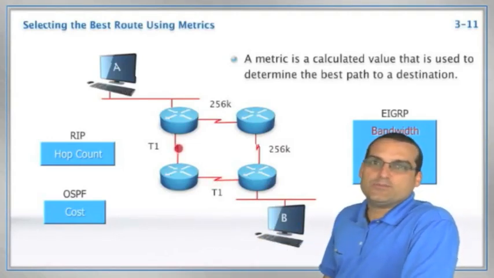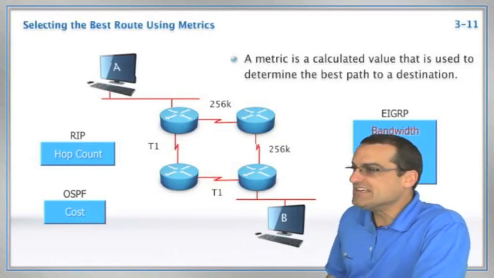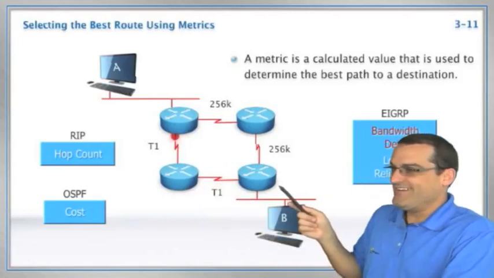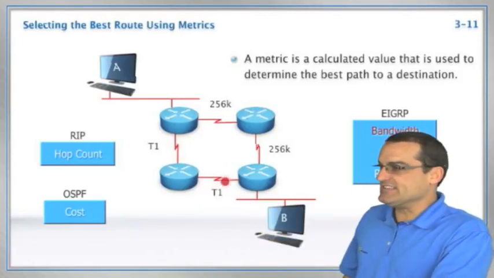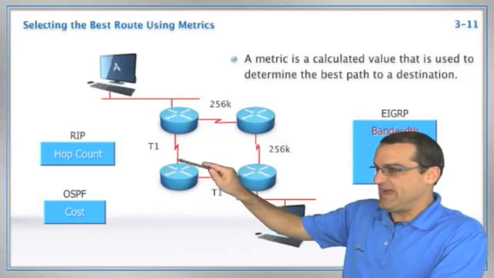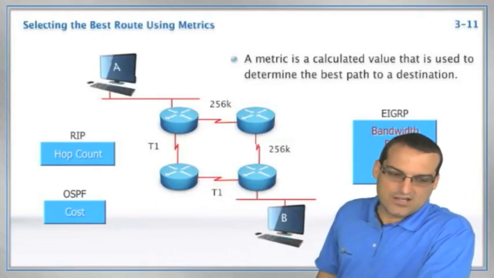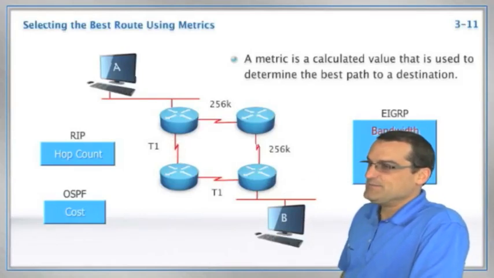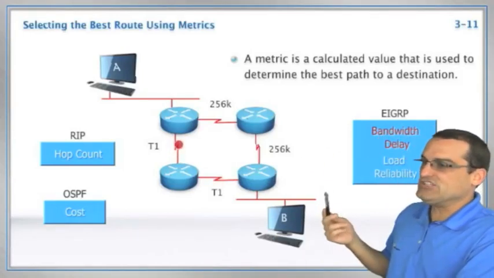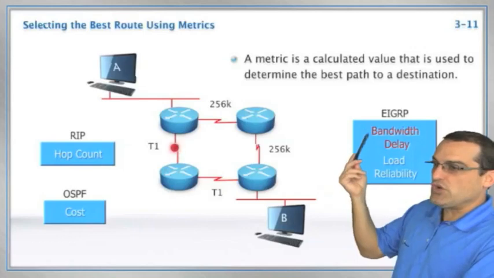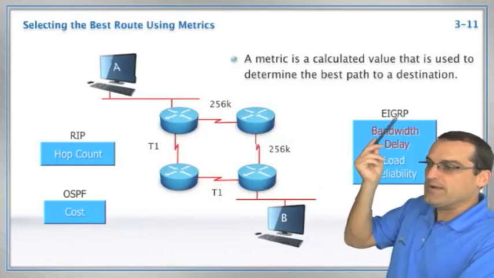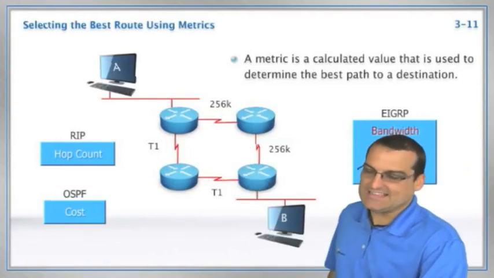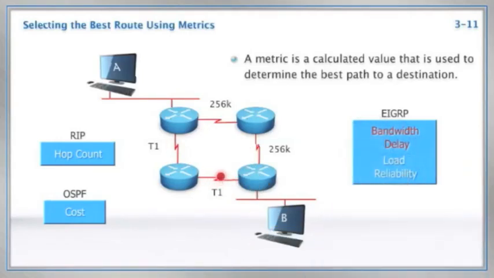OSPF will use a metric of cost, and cost is based on bandwidth. So OSPF would look at this and say, I'm going to choose this path because T1 links are superior to 256K links. And then there's EIGRP, which can use all four of these if you want, but by default will use bandwidth and delay values as its metric to determine the best path.